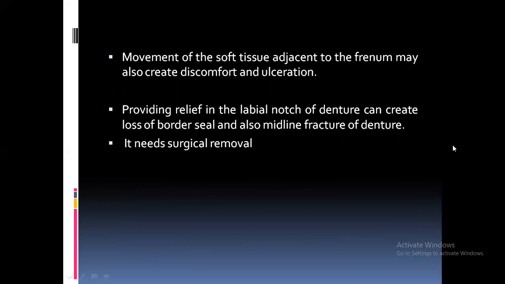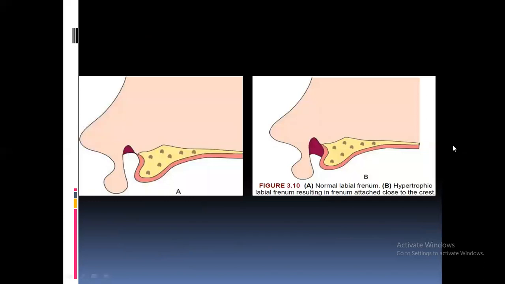Providing relief in the labial notch of the denture can create loss of border seal and also midline fracture of the denture. It needs surgical removal. And this is the picture that shows labial frenum. The first picture shows normal labial frenum, and the second picture shows hypertrophic labial frenum, with the frenum attached close to the crest of the ridge.